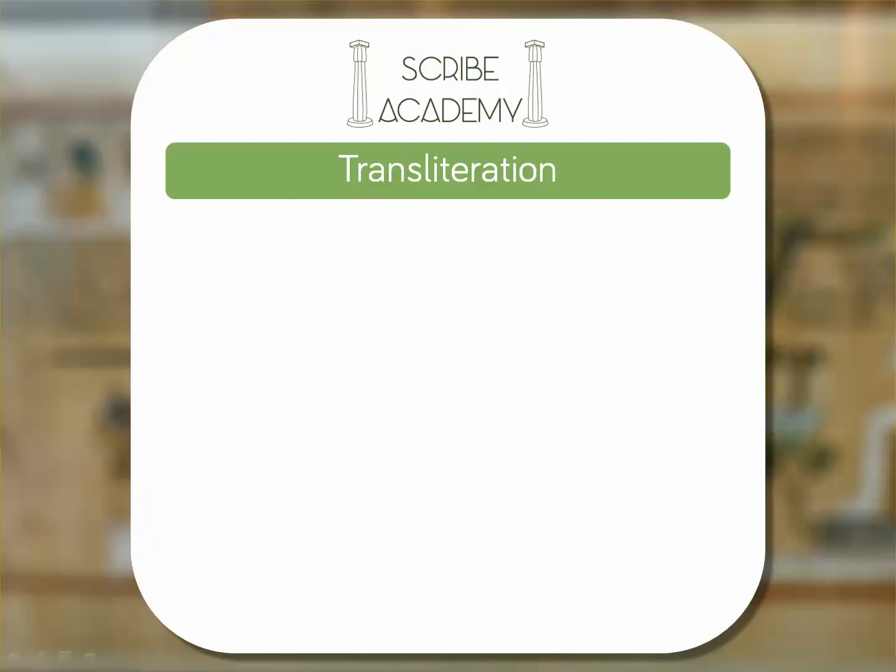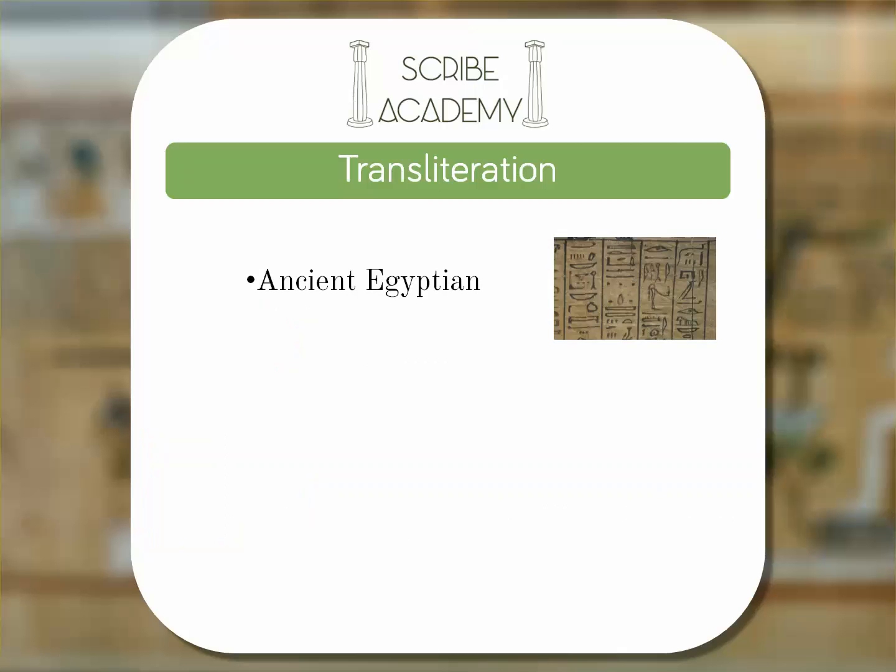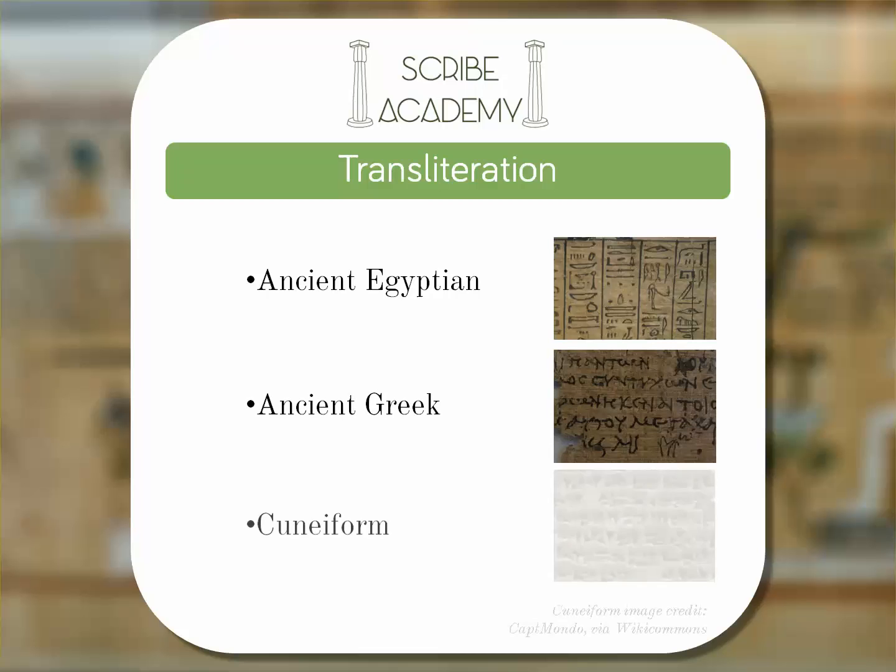Transliteration isn't just something Egyptologists use. There are transliteration systems for any language that uses a different script. Transliteration is a standard part of translating any ancient language, including Egyptian, Greek, and cuneiform.